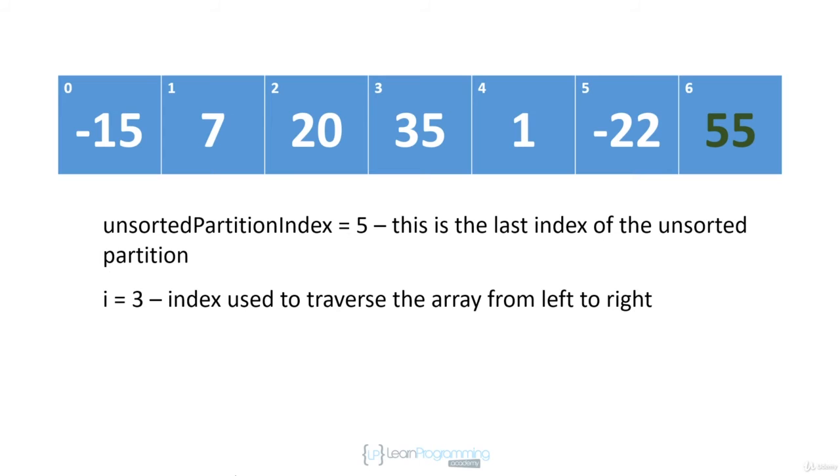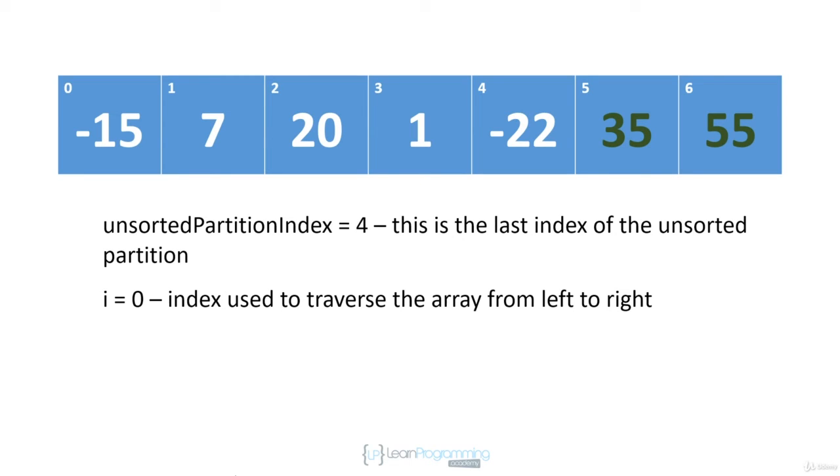Then we compare the element at index 3 to the element at index 4. 35 is greater than 1, so we swap them. I gets incremented to 4. 35 is greater than minus 22, so we swap them. I gets incremented to 5, and now I equals the unsorted partition index, so we stop.